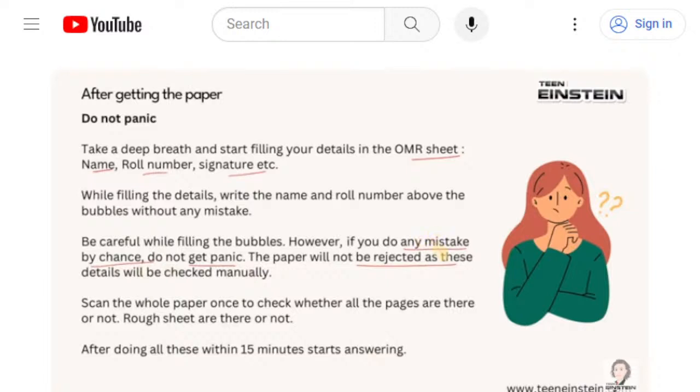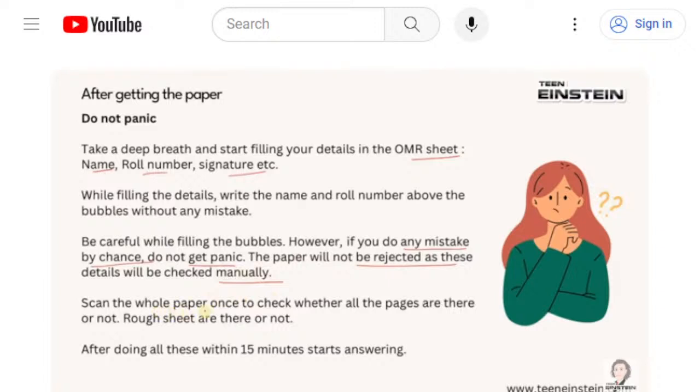So what I'm saying is that if you somehow fill the bubbles wrongly after writing your information like name and roll number, basically the roll number you have to fill out over there, you should not panic, because your paper will not be rejected by that, as this information, roll number, name, signature, will be verified manually. Okay, so be calm and quiet.